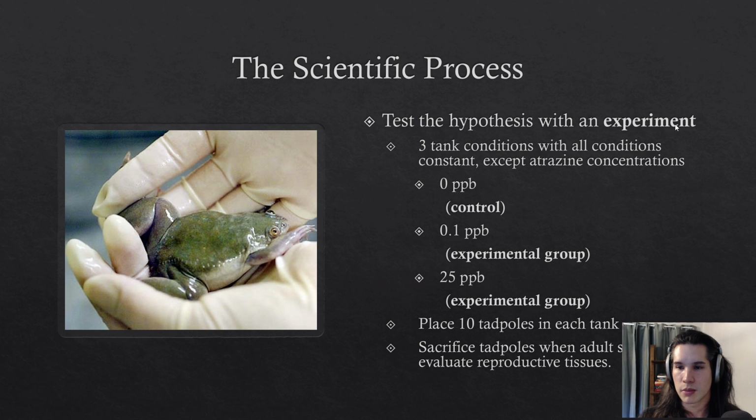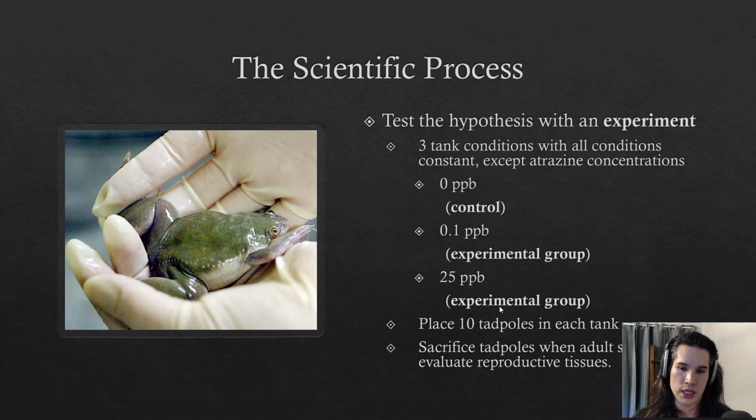So let's test this hypothesis with an experiment. We have 3 tank conditions. We have 0 parts per billion, so this ppb just means parts per billion. So we had 1 tank with no atrazine in it, okay? Then he had a tank with 0.1 parts per billion of atrazine. And then we have another tank with 25 parts per billion of atrazine.